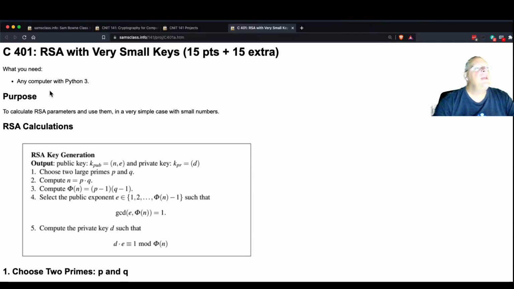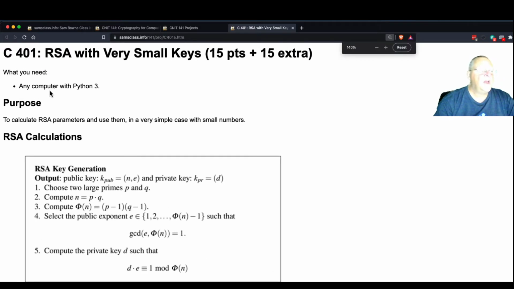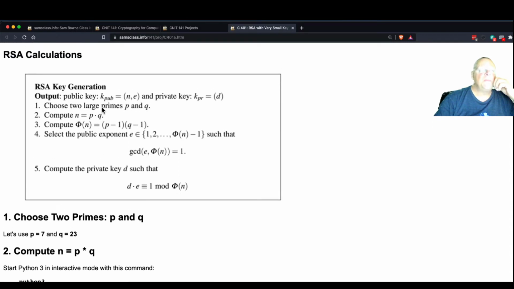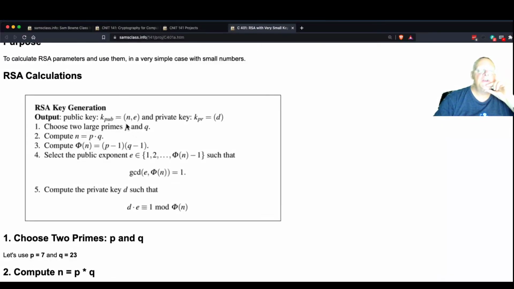And the thing it does is you generate a key. Your key is two numbers, N and E. And so you have a private key, which is D, to decrypt it. And the way you first, you start by finding two large prime numbers.